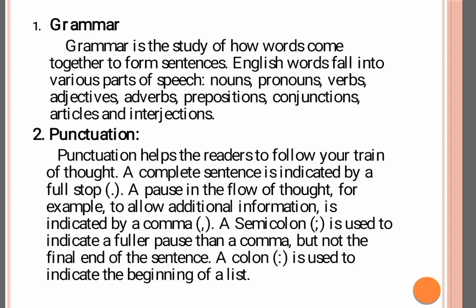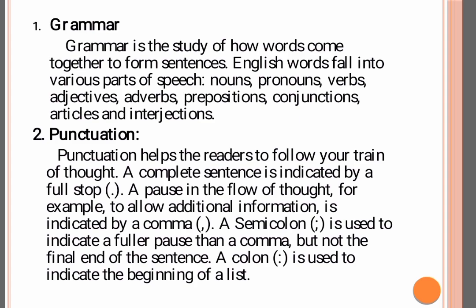Grammar is the study of how words come together to form sentences. English words fall into various parts of speech, as we know: noun, pronoun, verb, adjective, adverb, etc. And you will communicate more clearly if you understand how each of these parts of speech operates in a sentence. As we know, nouns, pronouns, verbs, adjectives, and adverbs carry most of the meaning in a sentence. Further parts of speech link them together in a sentence: prepositions, conjunctions, articles, and interjections.